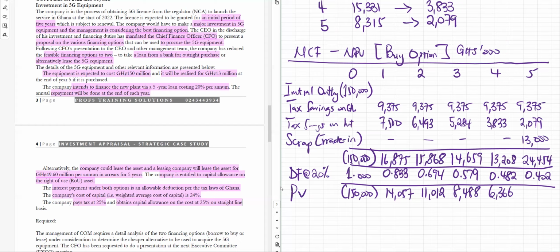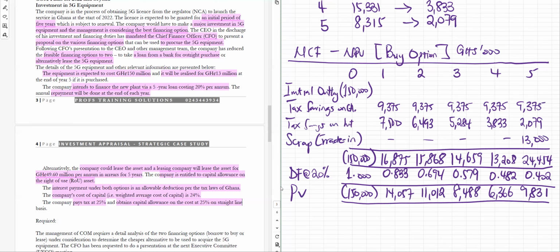6,366. Then I have my 24,454 going by 0.402. I end up with 9,831. Okay, so that is it.